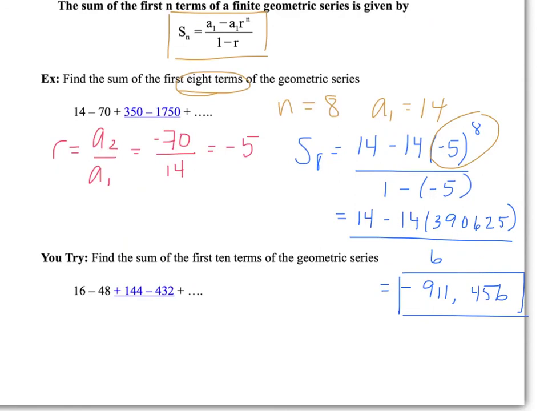So again, you try this next one on your own, doing the exact same thing we just did. Your answer should be negative 236,192. Please see if you can get that.